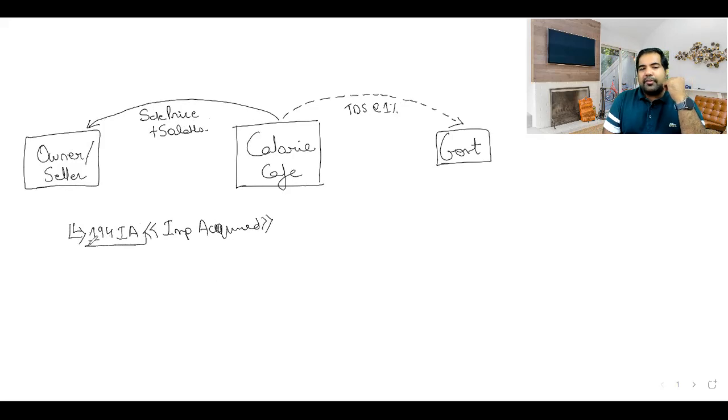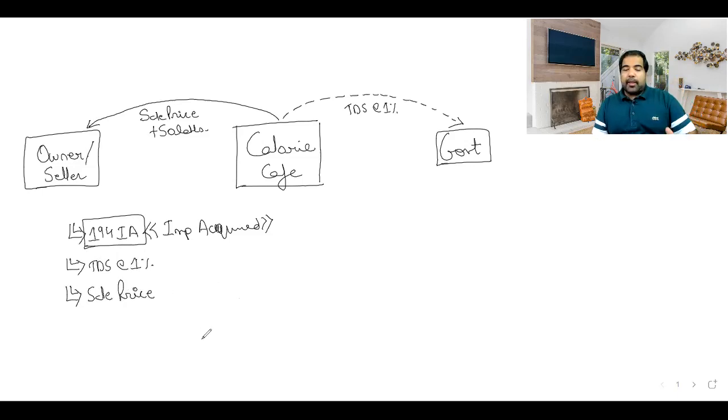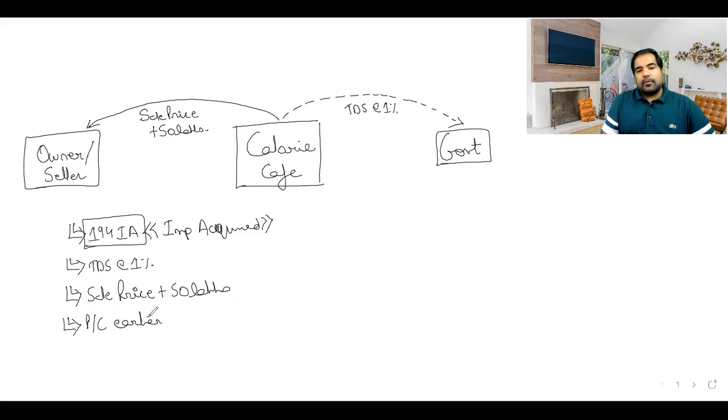There's a shortcut for every section. 194IA. The TDS rate, guys, is 1%. If the sale price, not the stamp duty value, we don't care about the stamp duty value, but the sale price, which could include parking, maintenance, clubhouse charges, whatever it is, total it all up, and the sale price is more than 50 lakh rupees, then TDS at the rate of 1%. Again, this is payment or credit, whichever is earlier.